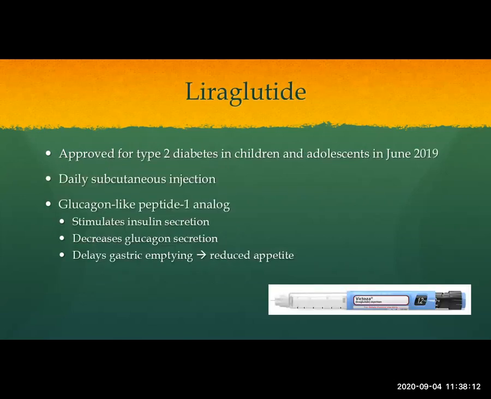Okay. This is another medication. This is a newer one that was just approved last year for children with type 2 diabetes. It was previously just approved in adults. So liraglutide is a glucagon-like peptide 1 analog. And so it stimulates insulin secretion, decreases glucagon secretion, and then it also delays gastric emptying. So it reduces appetite, which can then lead to some weight loss. So this is given as a daily subcutaneous injection. You can see that it's pretty similar to an insulin pen. So it's given the same way, and it's once a day.